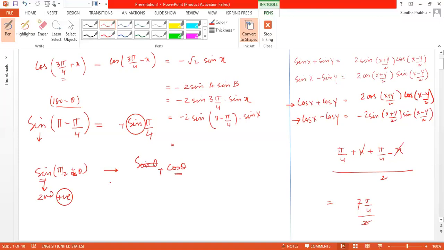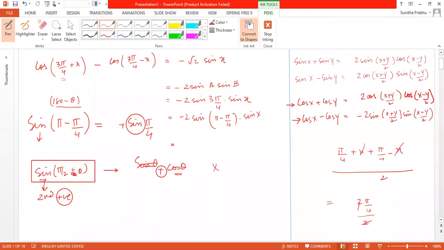Never think sine 90 plus theta is cos theta, and cos in the second quadrant is negative. That is not the right thing. You have to look at the parent function. What is the sign of the parent function in the second quadrant? That is going to be positive. And its value is going to be cos of that ratio, cos theta.